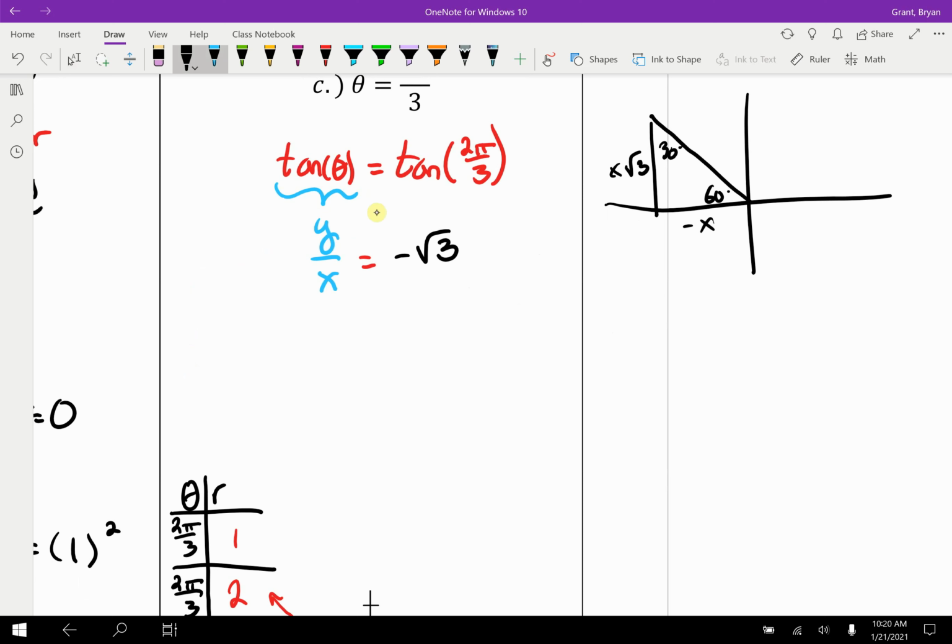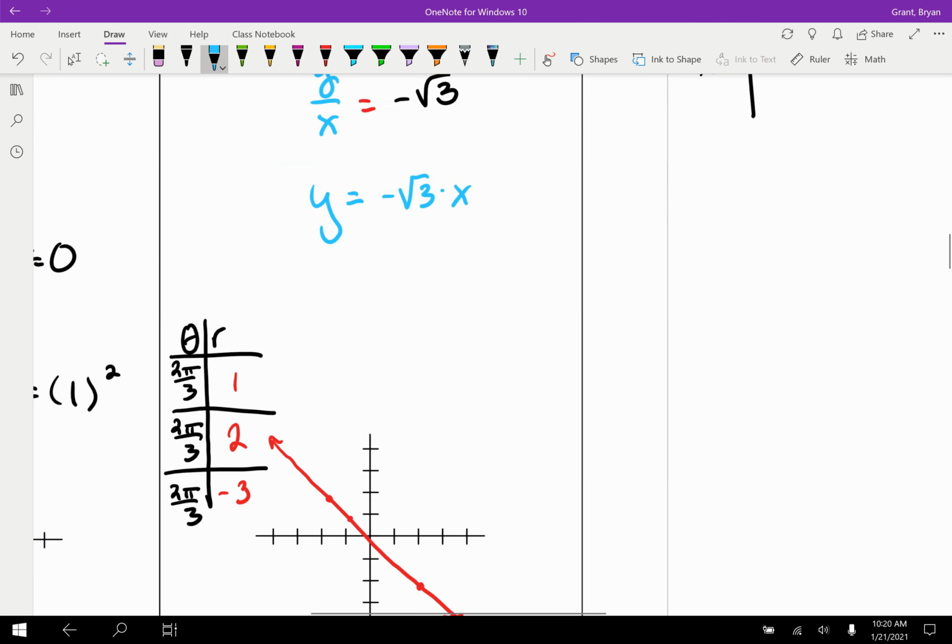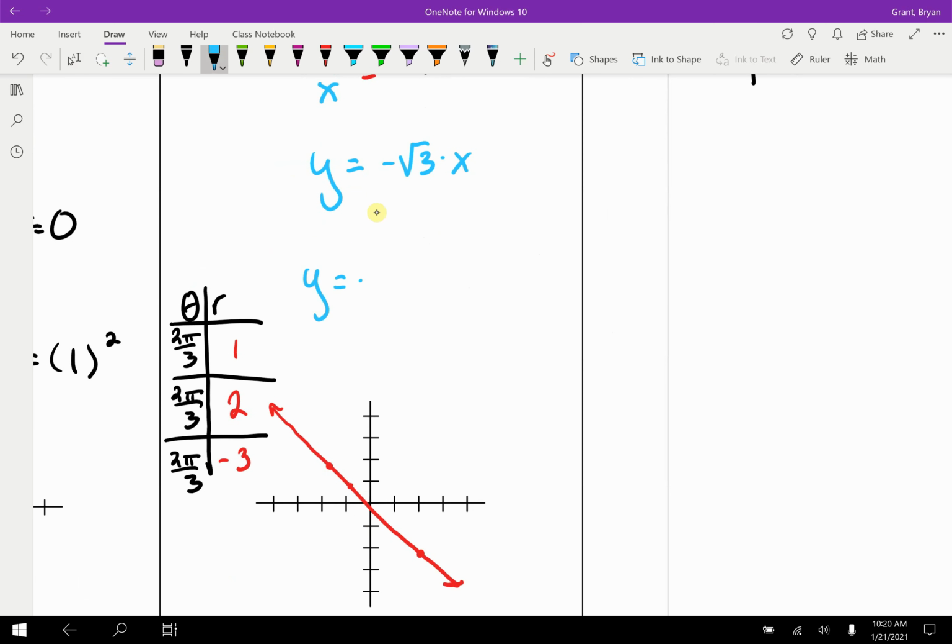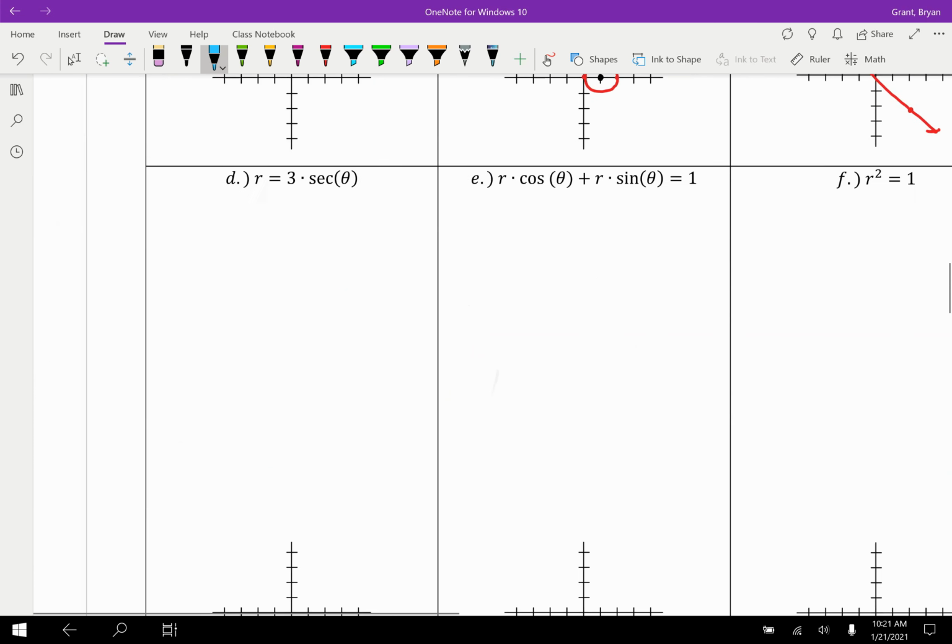And then I think we can isolate y pretty easily, multiply both sides by x, so we get negative square root of 3 times x. Or maybe what we're used to seeing it as, negative square root of 3 times x plus 0, y-intercept, slope. This is a line with an irrational slope. Very interesting. It goes down the square root of 3 over 1 every time. Pretty cool. Let's do a few more.